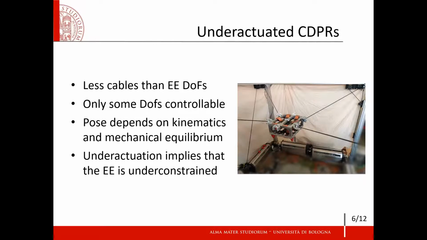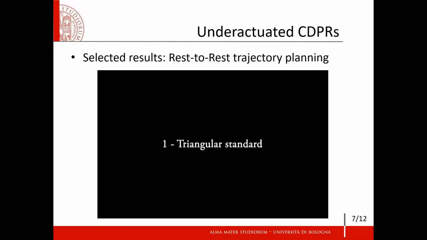On the other hand, the under-actuation has two main drawbacks. The platform pose depends on both the system kinematics and its mechanical equilibrium, and the end effector is also under-constrained. This, in turn, means that if a trajectory of the platform is assigned, its motion cannot be stopped at will, since platform rigid body oscillations naturally arise.